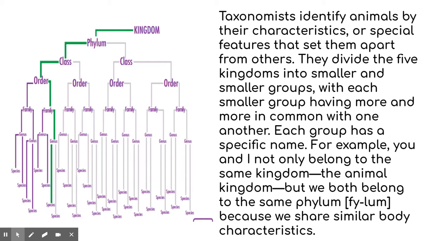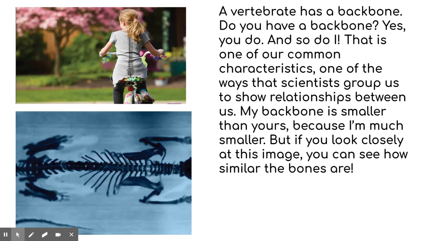Taxonomists identify animals by their characteristics or special features that set them apart from others. They divide the five kingdoms into smaller and smaller groups, with each smaller group having more and more in common with one another. Each group has a specific name. For example, you and I not only belong to the same kingdom, the animal kingdom, but we both belong to the same phylum because we share similar body characteristics.